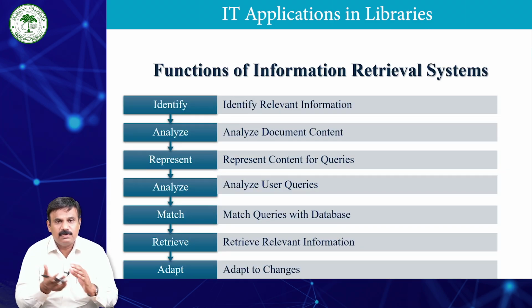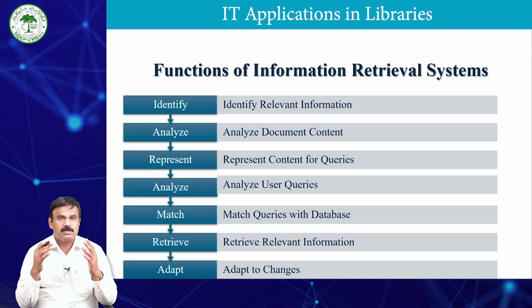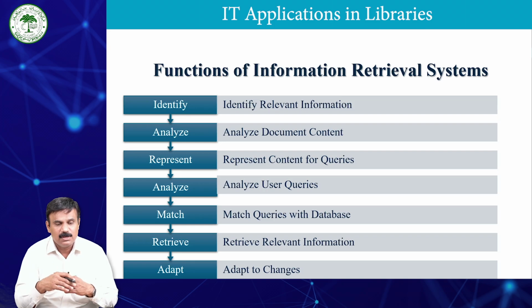And what are the different functions of an information retrieval system? As you know, if you need an information retrieval system, you need data, you need a collection or database. So first of all, you have to identify the relevant information for your information system. Once you identify that information source, you have to analyze the document content, and prepare that content according to the queries which may be put up by the users. It means you have to prepare some metadata according to the user's approach.